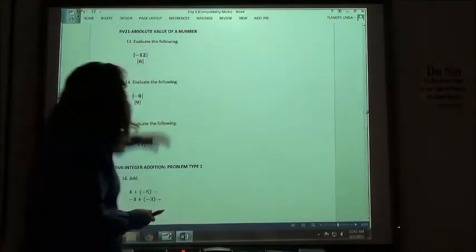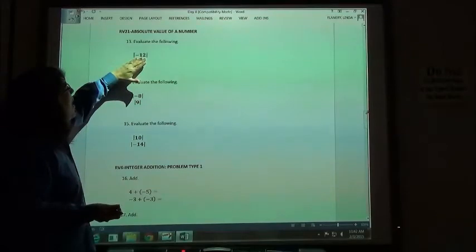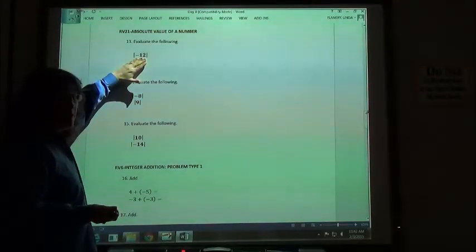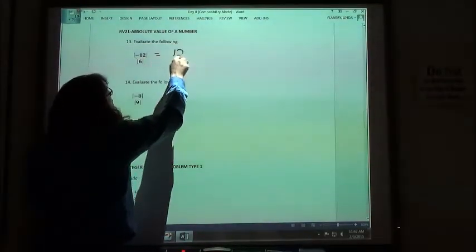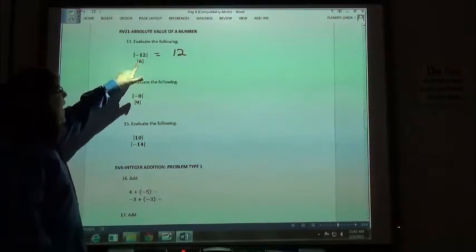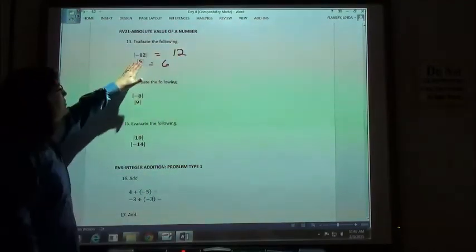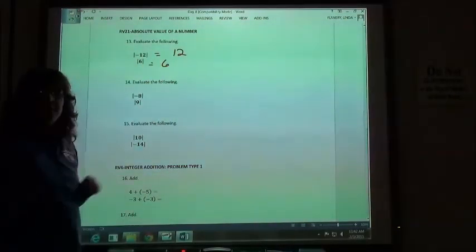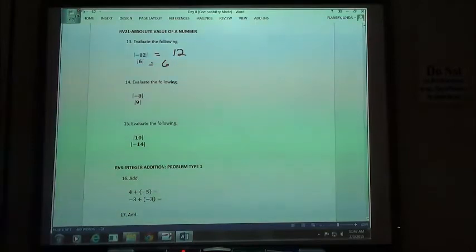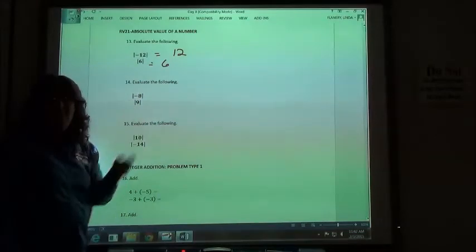So these little straight up and down bars mean absolute value. It makes your number positive. Technically what it means is how far is negative 12 from 0? Negative 12 is 12 places from 0 on your number line. If you counted from negative 12 to 0, you'd get 12. How far is 6 places from 0? The absolute value of 6 is going to be 6, because 6 is 6 places from 0 on your number line. It made the numbers positive. Whether it was negative or positive, they're both positive because they're distances.